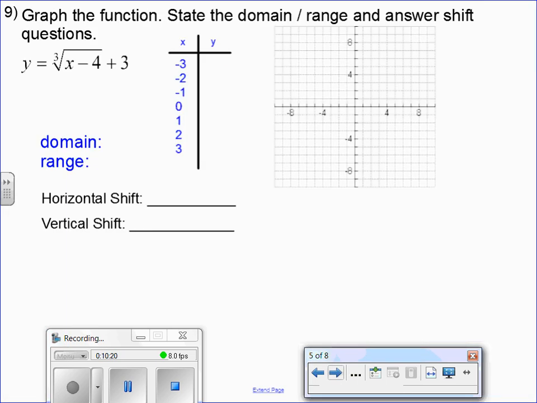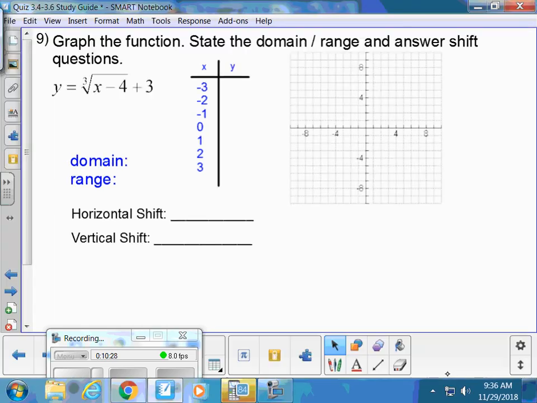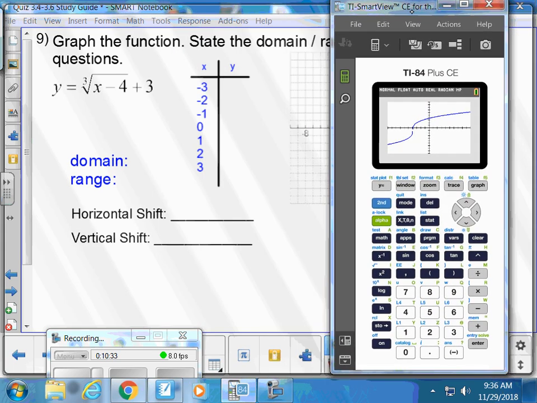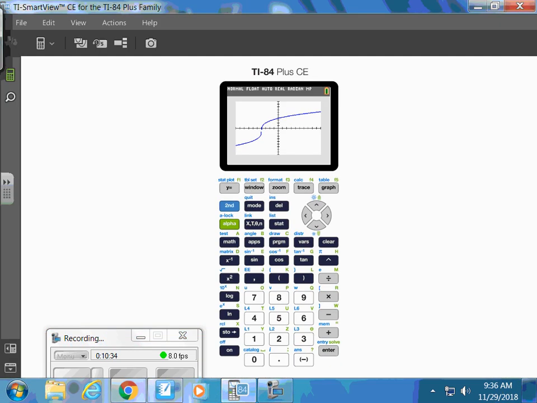Number 9, graph the function, state the domain and range, and answer the shift questions. So I'm going to grab my big calculator because I want to talk to you one last time about just making sure your radical ends where it needs to end.